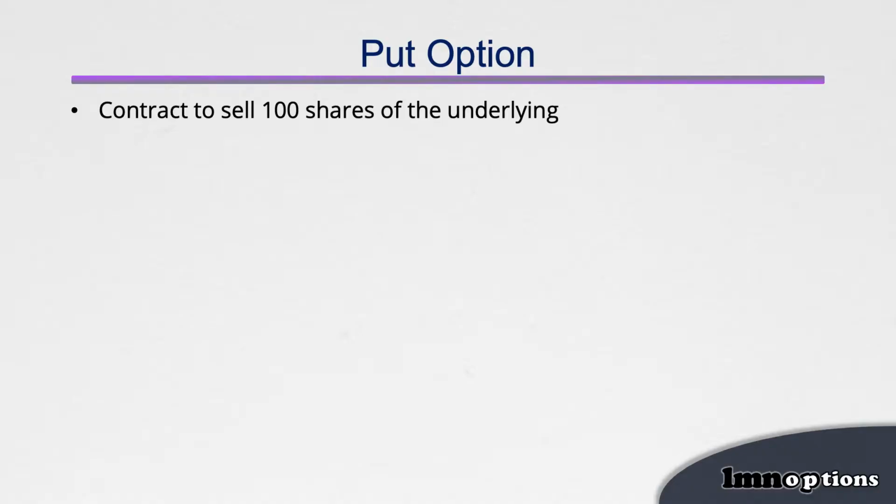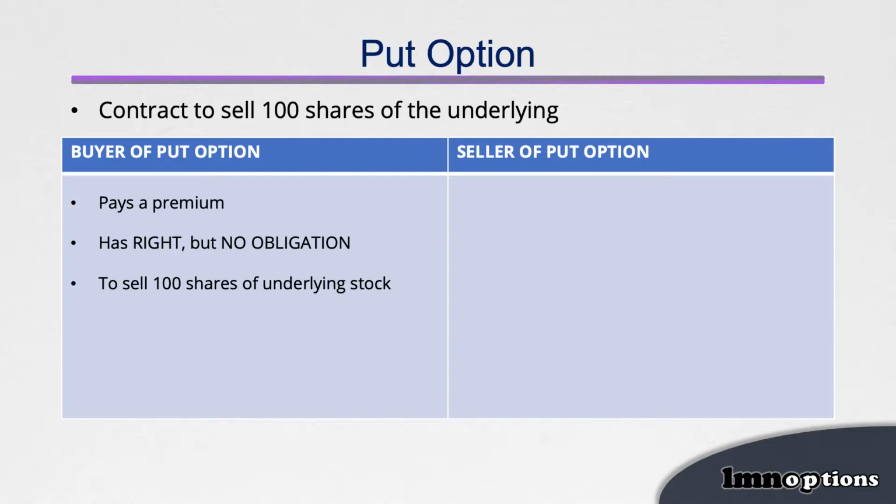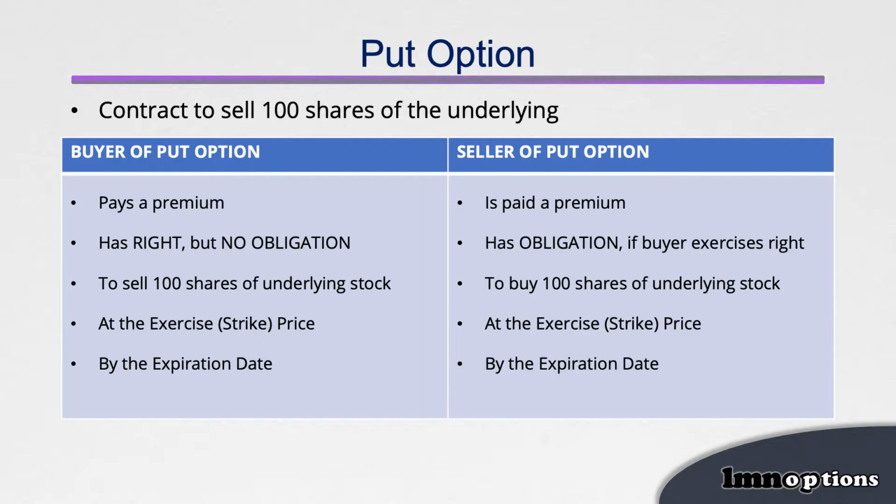A put option is a contract to sell 100 shares of the underlying stock. The buyer of the put option pays a premium and has the right, but not the obligation, to sell 100 shares of the underlying stock at the exercise price by the expiration date. The seller of the put option is paid the premium for the obligation: if the buyer exercises his right, the seller would have to buy 100 shares of underlying stock from the buyer of the put option at the exercise price by the expiration date.